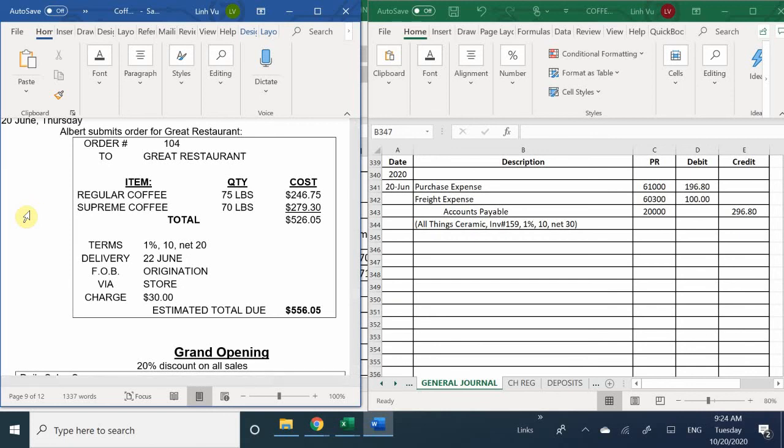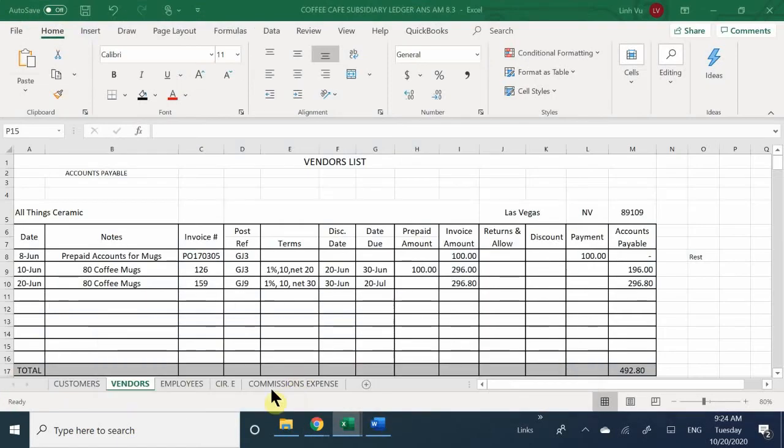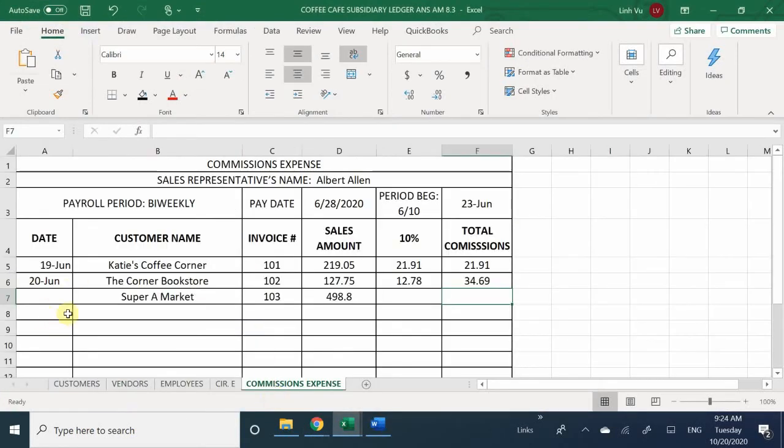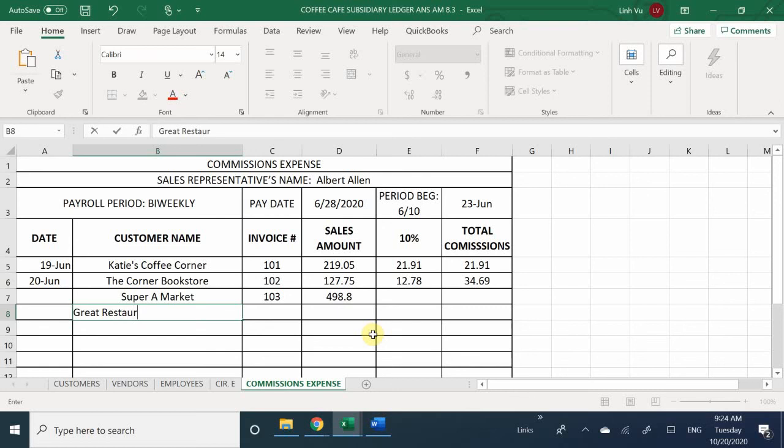On June 20th, Albert submits another order for Great Restaurant. Mm-hmm. Okay. So we're gonna go to the subsidiary ledger commissions. All right, we're gonna go ahead and update the commissions. Good. All right. So who did he send this to, or who did he invoice or make a purchase order for? Great Restaurant. Okay. And it's invoice 104.